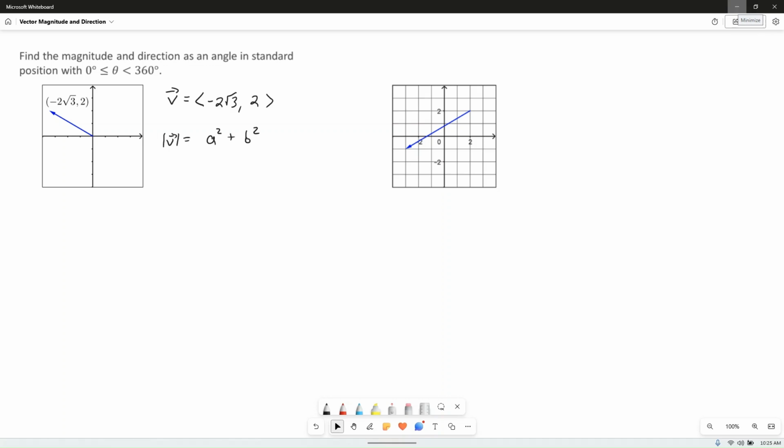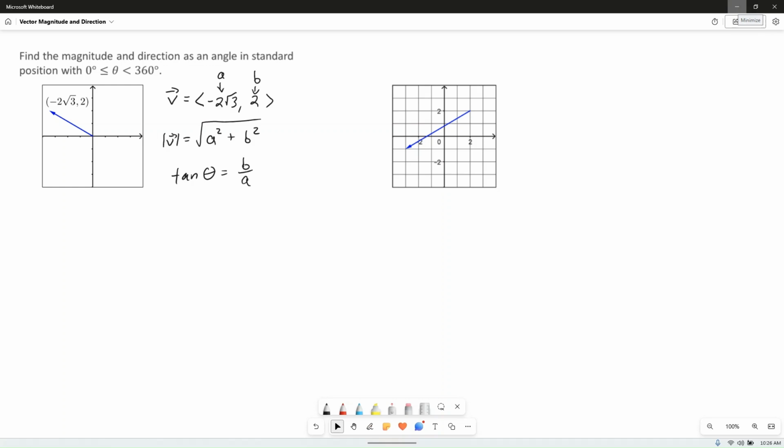All right, so to find the magnitude, remember the magnitude of a vector is just the horizontal component squared plus the vertical component squared, and then we take the square root of that. So it's the square root of a squared plus b squared. And to find the direction, we can use tangent. So the tangent of theta is equal to the ratio b over a. Again, b is the vertical component. So in this case, b is 2, and a is the horizontal component, so a is going to be that -2√3.